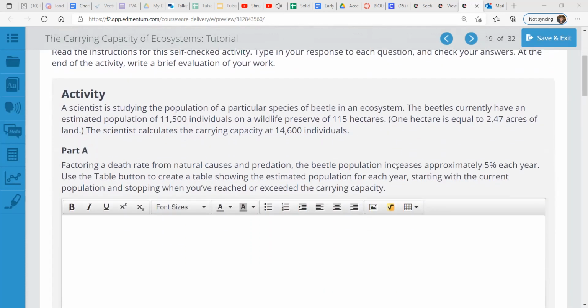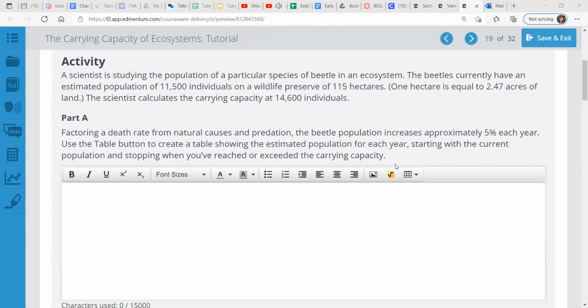So, getting into the activity itself, a scientist is studying the population of a particular species of beetle in an ecosystem. The beetles currently have an estimated population of 11,500 individuals on a wildlife preserve of 115 hectares. And 1 hectare is equal to 2.5 acres of land. The scientist calculates the carrying capacity at 14,600 individuals.